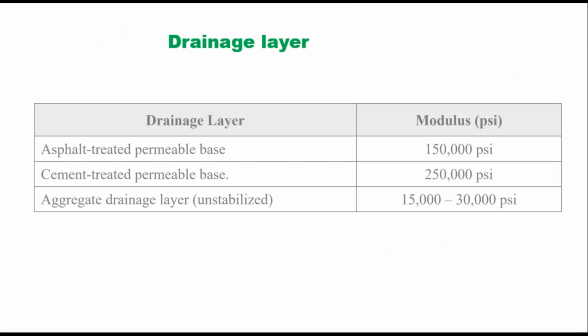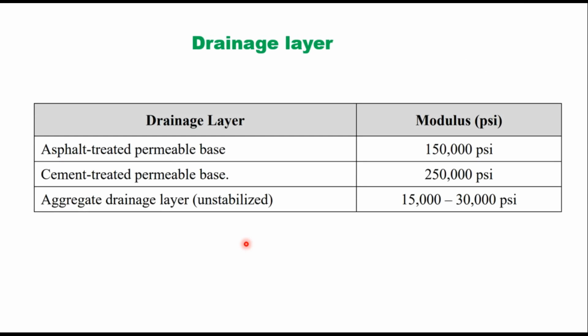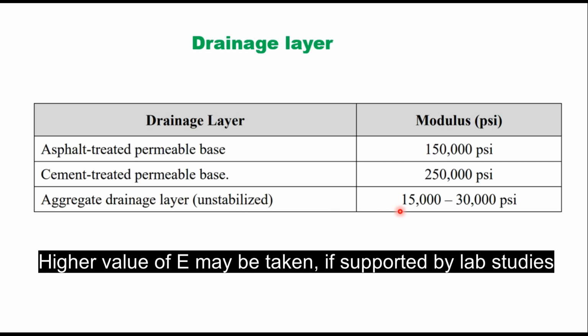The E-values which are suggested for different types of drainage layers are like this: for asphalt treated permeable base 150,000 psi, for cement treated permeable base 250,000 psi, and aggregate drainage layer which is unstabilized, that is your normal aggregate drainage layer, the E value will change from 15,000 to 30,000 psi. Higher value can be taken if it is supported by lab studies.